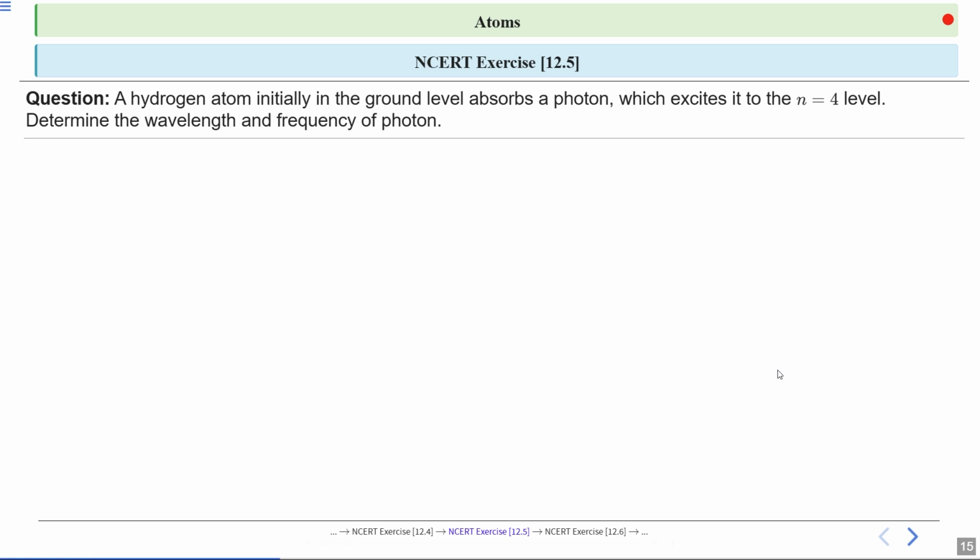Let's see what this question is asking. A hydrogen atom in its lowest energy state, the ground level, absorbs a photon and jumps up to the n equal to 4 energy level. You have to find the wavelength and frequency of the photon. Notice how this is an example of an excitation process where an atom absorbs energy and an electron moves to a higher energy level. This question tests your understanding of atomic energy levels, photon absorption, and how to calculate the wavelength and frequency of the light involved in such transitions.